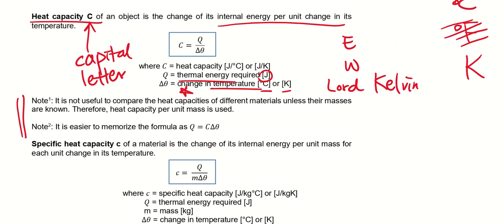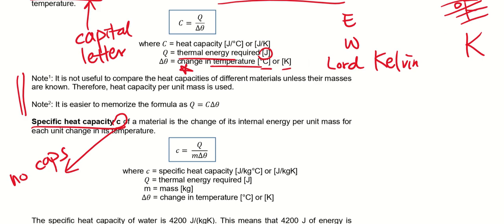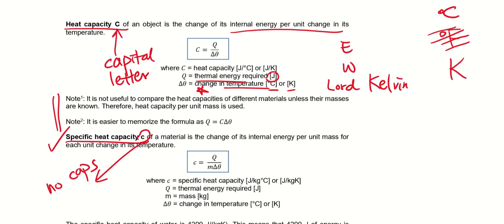Now we go to specific heat capacity, with no caps, small letter c. You need to memorize this. It is the change of its internal energy per unit mass for each unit change in its temperature. What is the thing that is now added? Per unit mass.